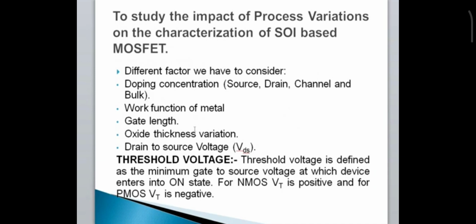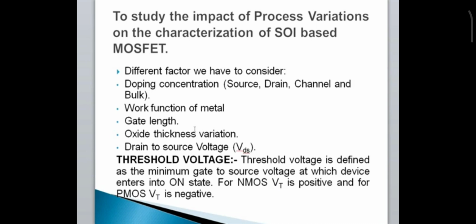To study the impact of process variation on the characterization of SOI based MOSFET, I have considered different factors such as doping concentration, source drain channel doping, work function of metal, gate length, oxide thickness variation, and drain to source voltage. To understand these parameters, you first need to know what threshold voltage is.